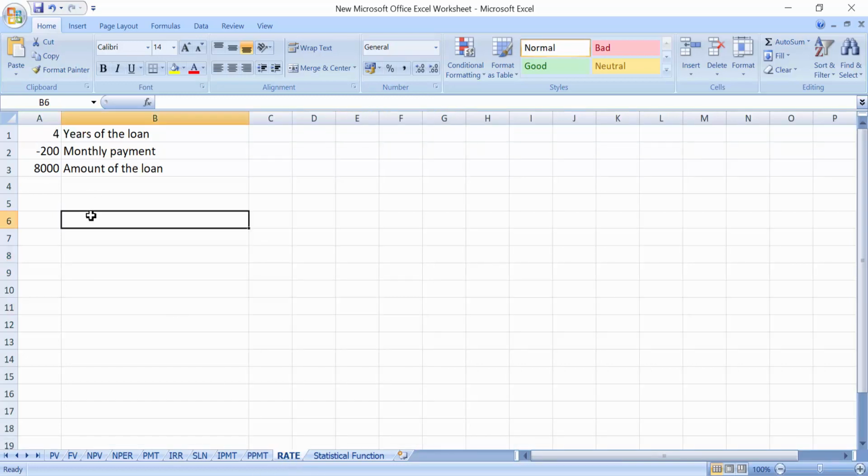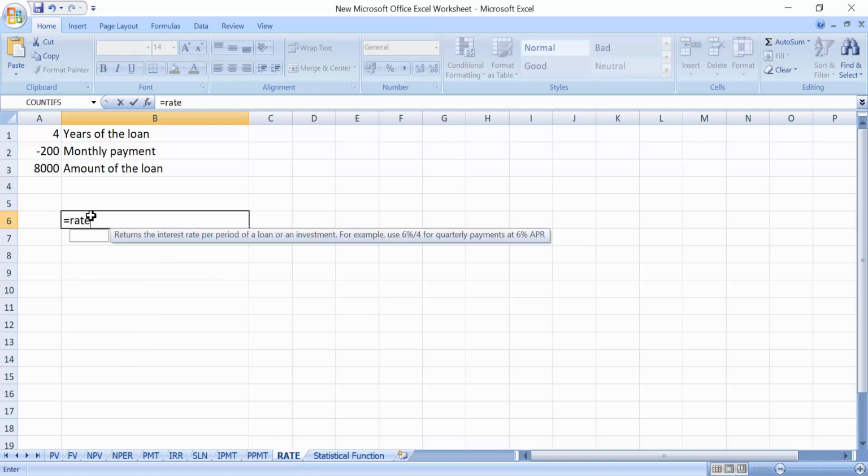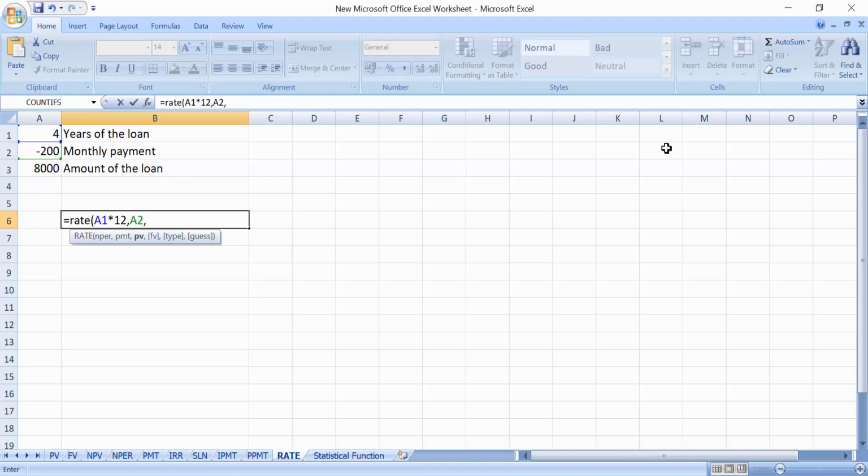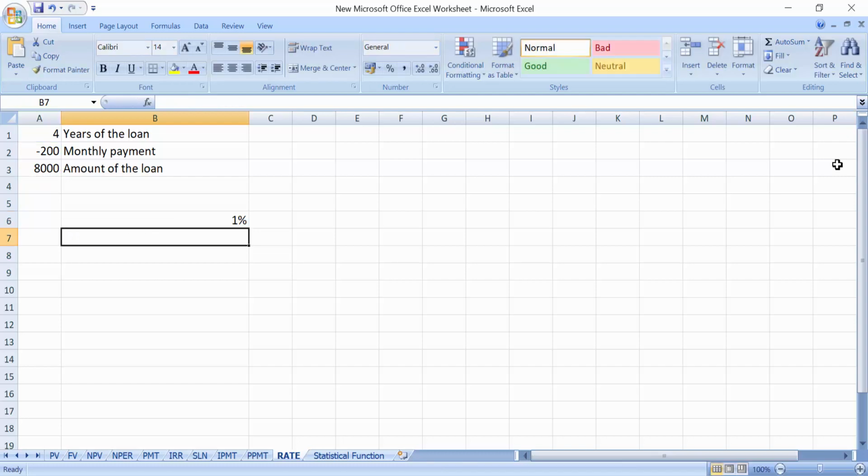Then last function is RATE function. Now RATE means in that NPER, PMT, present value, future value, type, and you have to guess. Now here I also give one example, that is rate 4 years of loan, that is into 12 monthly. Then again 200 minus monthly payment and 1000, that is amount of loan. So rate is 1%. So monthly rate of the loan with the above term, this given term is 1%.